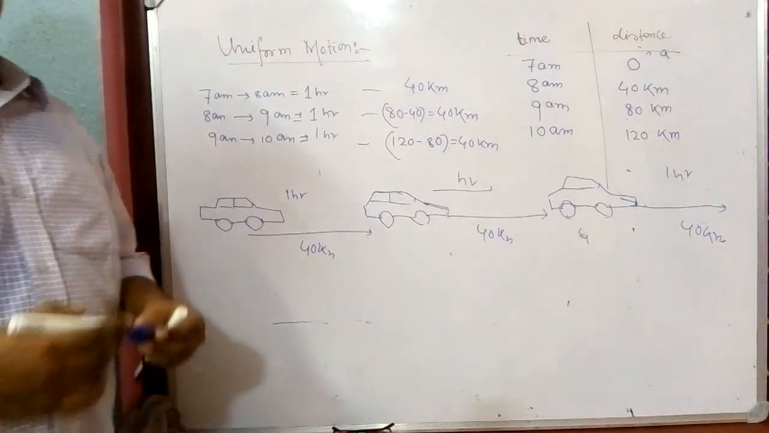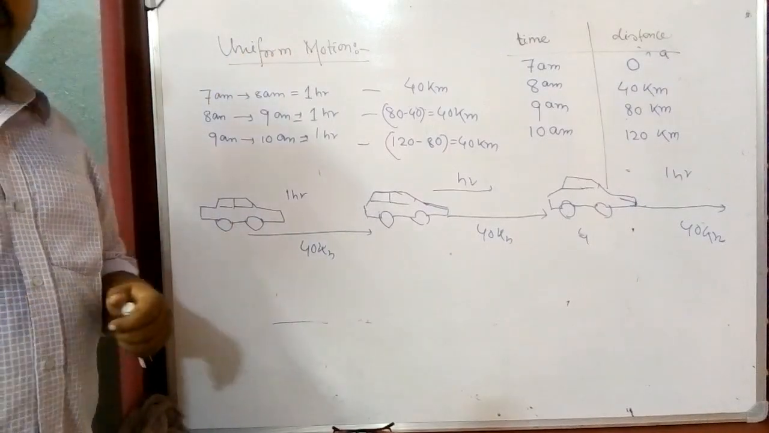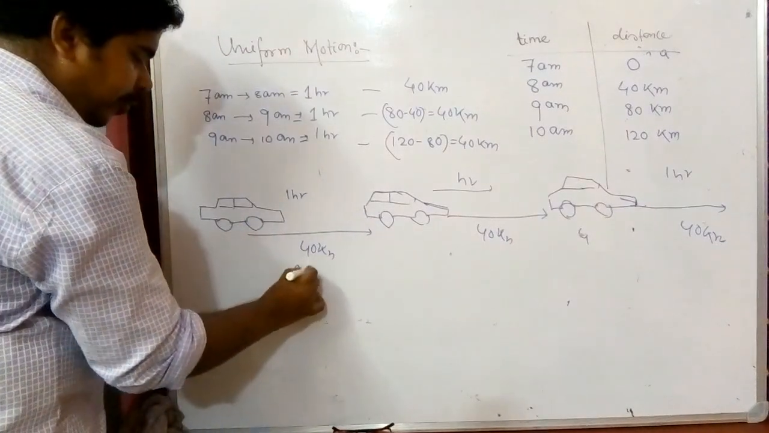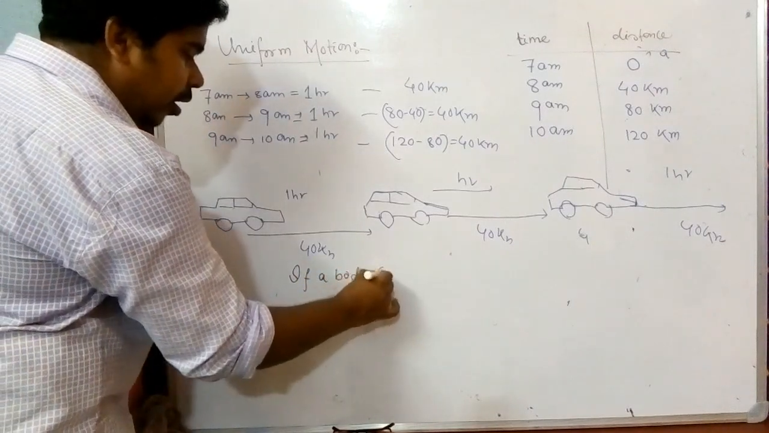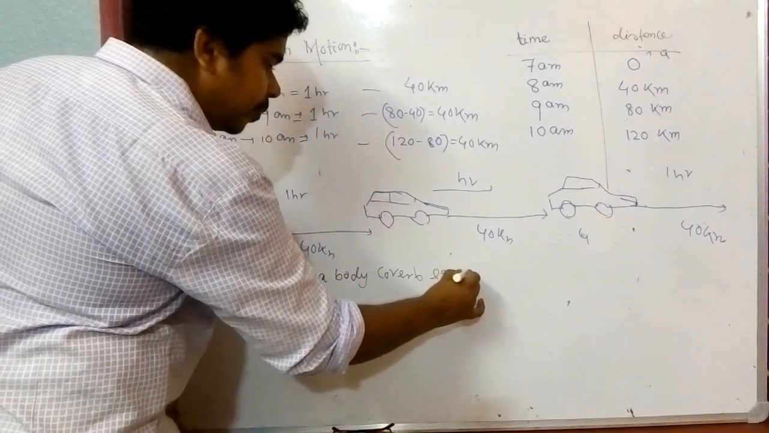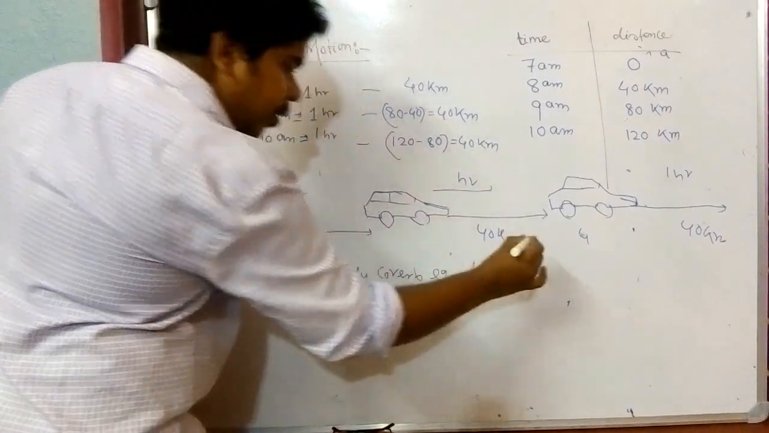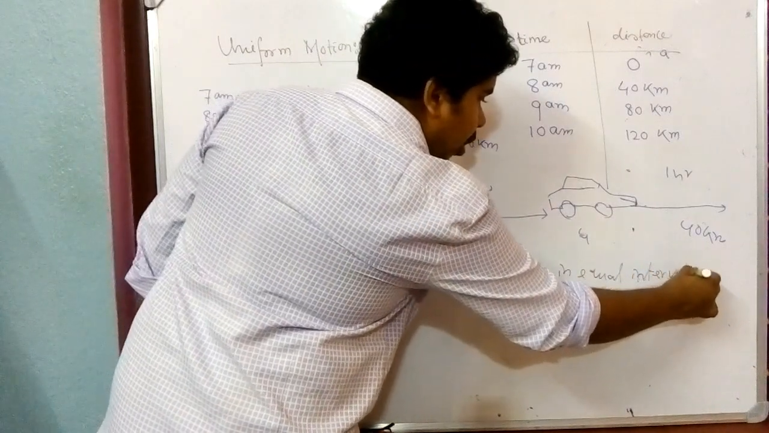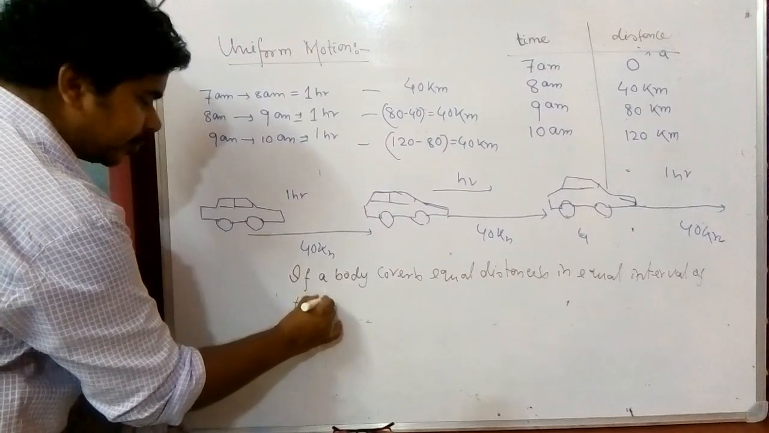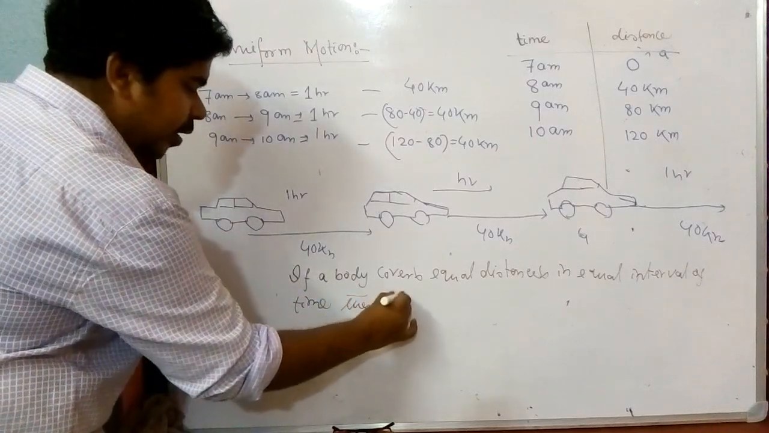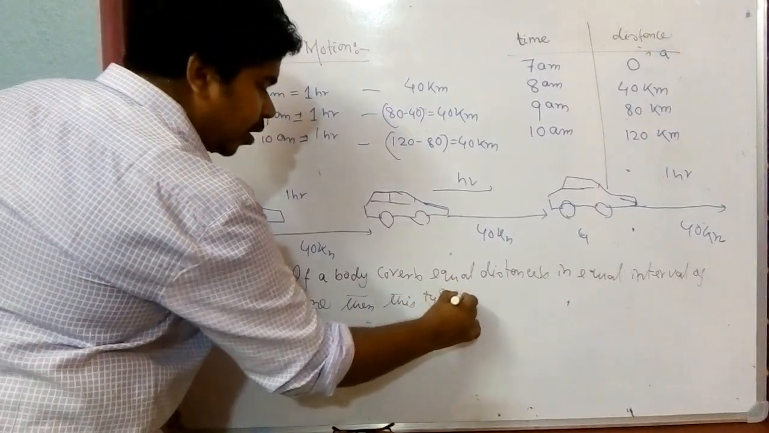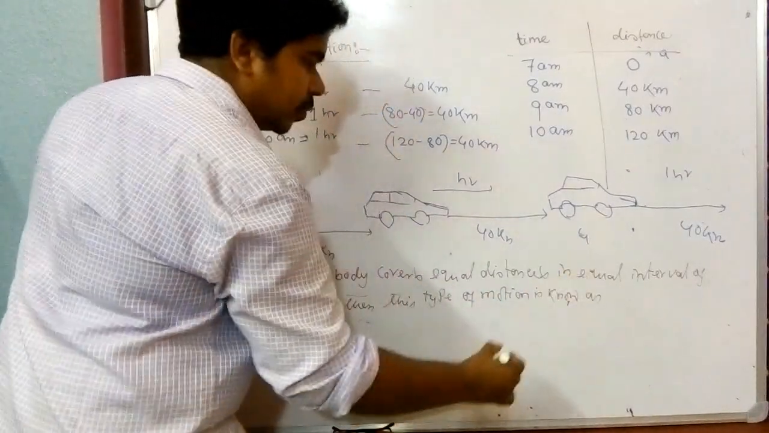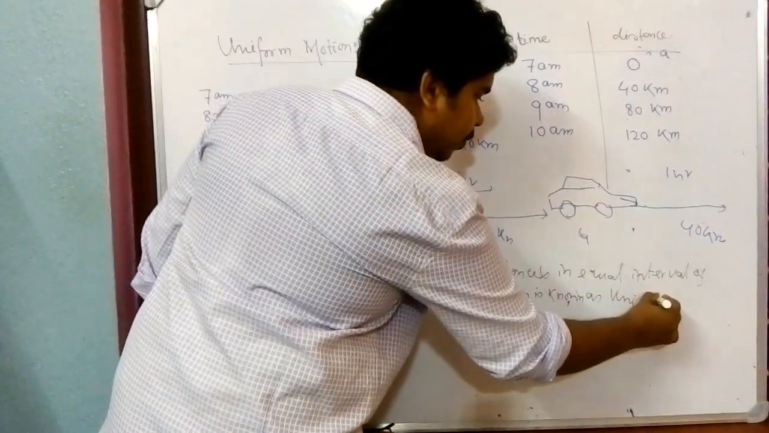This kind of motion is known as uniform motion. Now I am writing the definition. The definition tells us, if a body covers equal distances in equal intervals of time, then this type of motion is known as uniform motion.